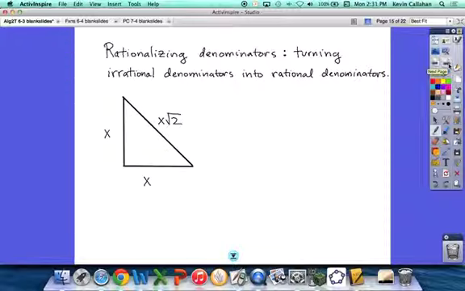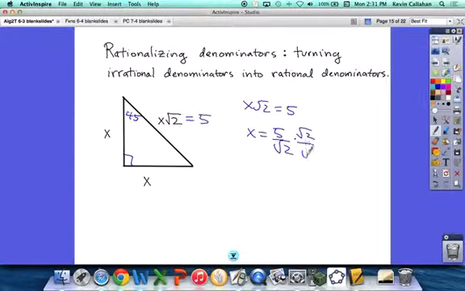Remember, we did this last time, right? This is the same slide from last time. We said if solving a right triangle, which is 45, 45, 90, we would say if x root 2 equals 5, then x equals 5 over the square root of 2. And then the strategy for getting rid of that square root in the denominator was to multiply by the square root of 2 over the square root of 2, right? And that gave us 5 root 2 over 2. That's one kind of rationalizing denominators.